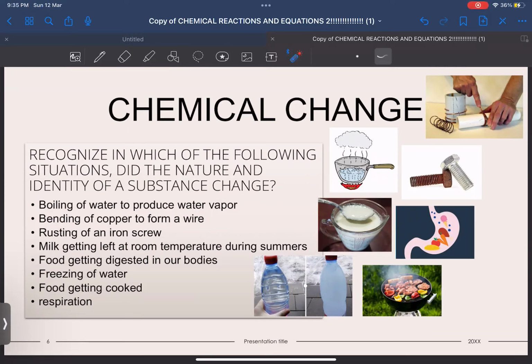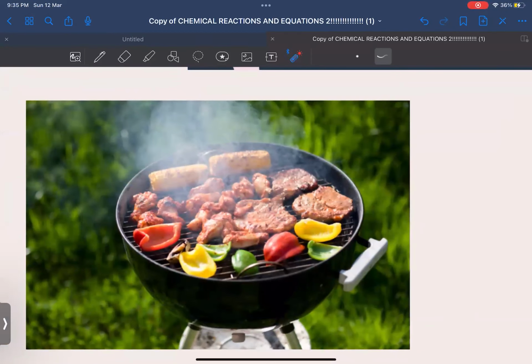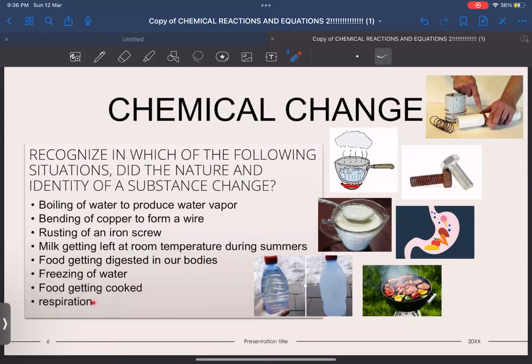Food getting cooked. When we cook food, we are breaking down complex particles such as complex proteins into simpler substances that can be digested in our body. Moreover, we are also killing all the bacteria on our food. This cannot be reversed. So it is a chemical change. And respiration. When we respire, when we take in oxygen, this oxygen is used by our tissues to make energy for the body. And this energy cannot give us oxygen again, can it? So this is also a chemical change.